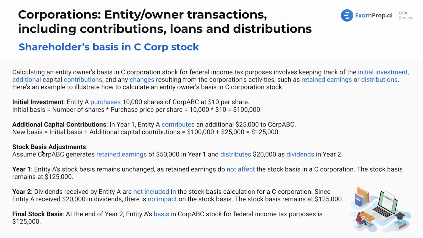Then the stock basis adjustments. Assume that ABC generates retained earnings of $50,000, which is net income going to retained earnings, and that's in year one. And then they distribute $20,000 as dividends in year two. In year one, Entity A's stock basis remains unchanged, as retained earnings do not affect the stock basis in a C Corp. The stock basis remains at 125.